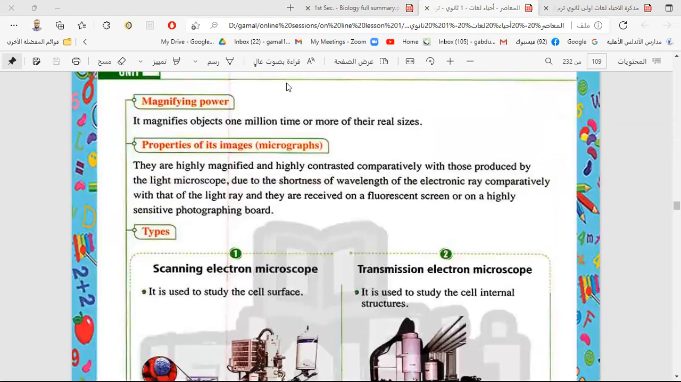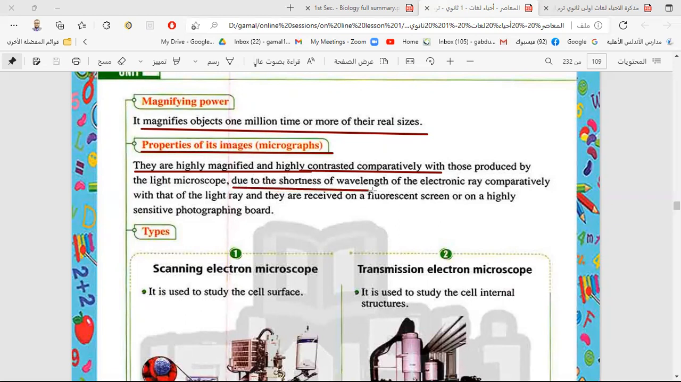طبعا الماجنيفاينج باور بتاعته بتوصل 1 مليون تايمز or more from the real size. والبروبرتيز اوف ذا ايمج، الايمج مش عاديه بقى، لا ده الايمج بقى بتاعتك هتبقى received as a highly contrasted image comparatively to the image produced by the light microscope. يبقى the magnification is bigger، بيوصل 1 مليون times. It is highly contrasted comparatively to the light microscope. يعني الصورة أكثر وضوحا وأكثر تكبيرا.